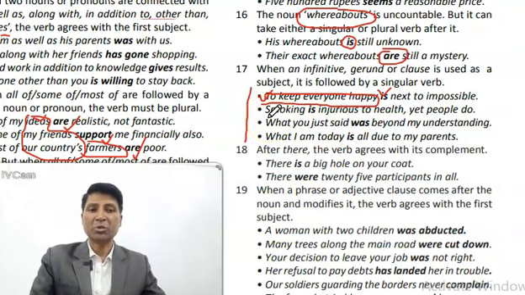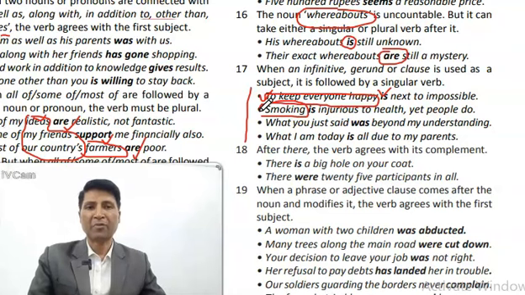Smoking is injurious to health, yet people do. So here smoking is gerund. What is gerund? A gerund is a form of verb that ends with ing, as you can see here, smoking, and functions as a noun. So here it is functioning as a noun. So when a gerund is used as a subject of a verb, the following verb is singular.